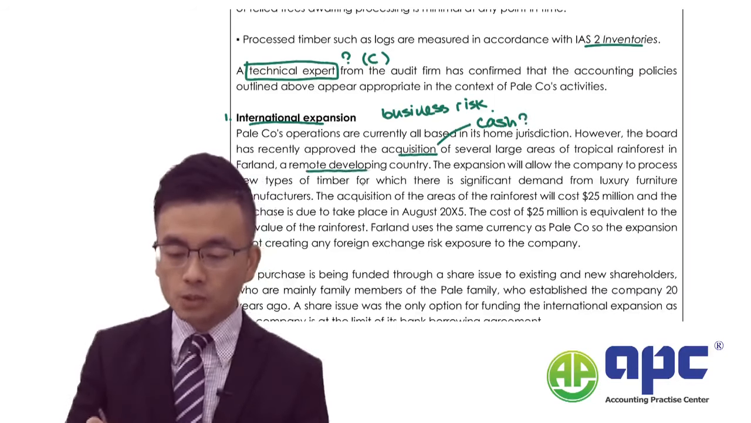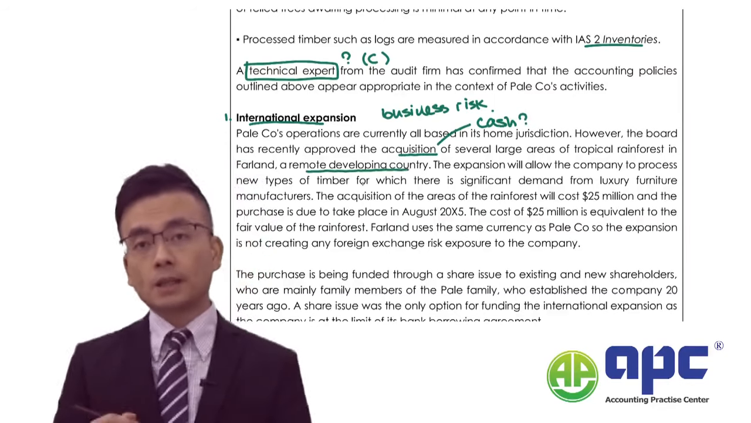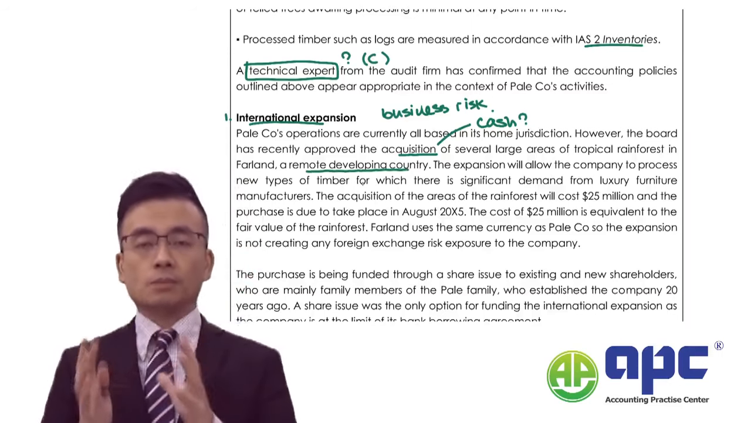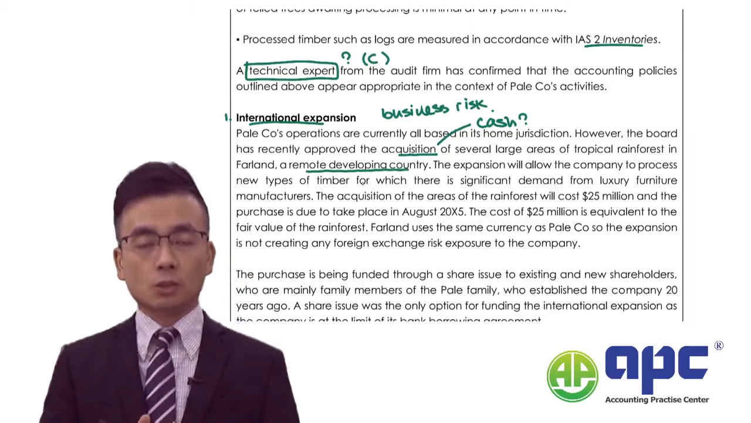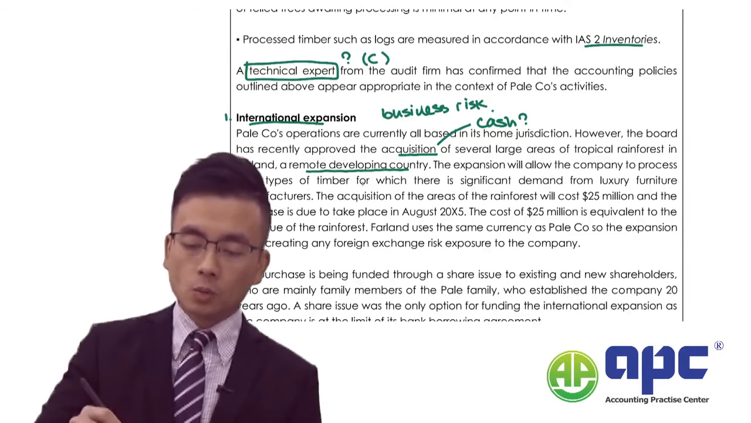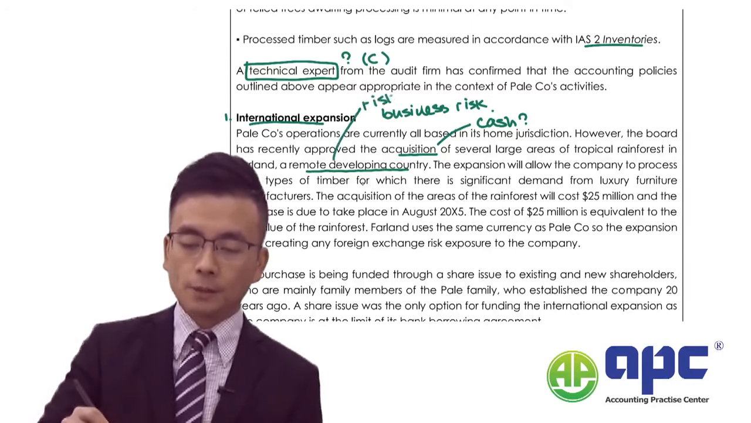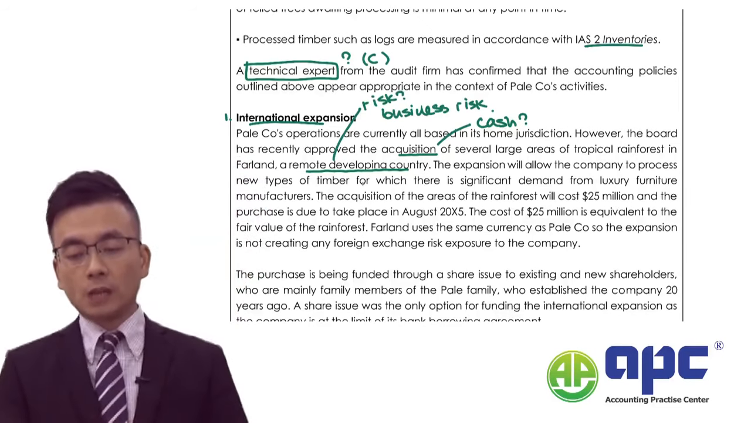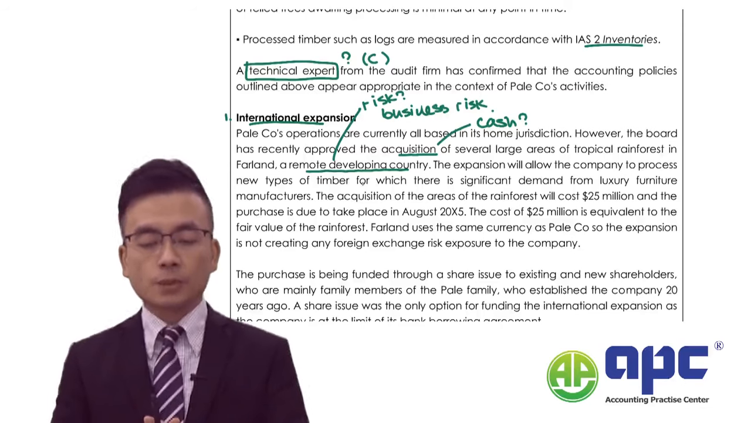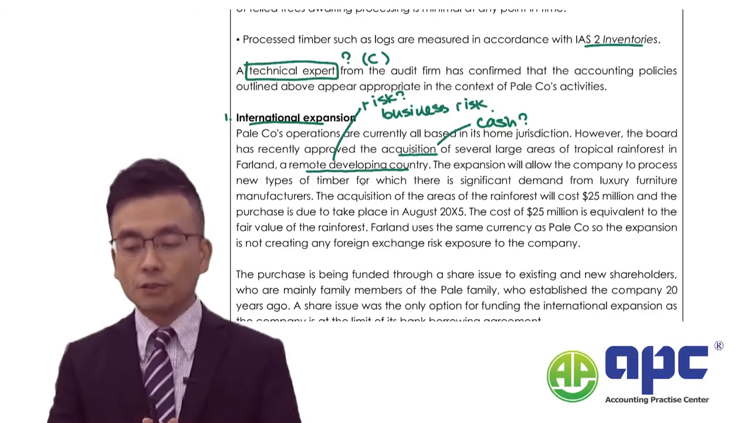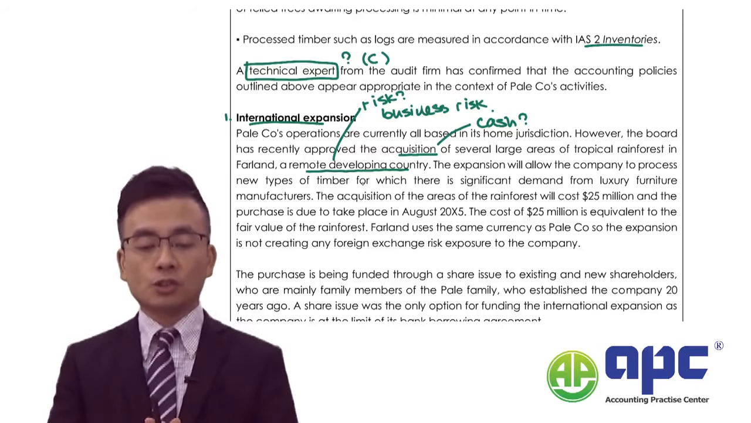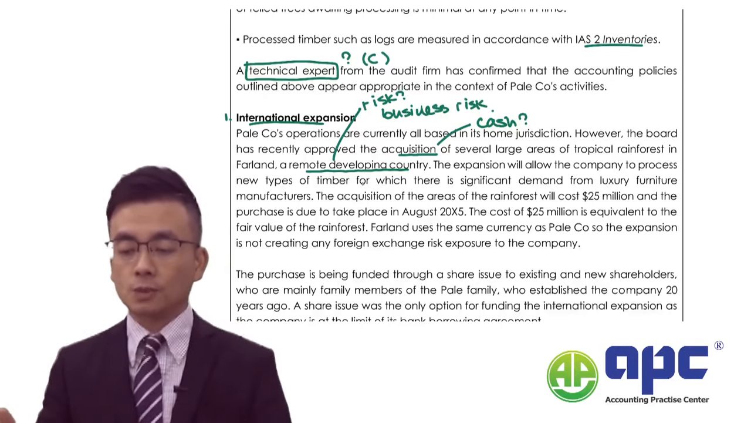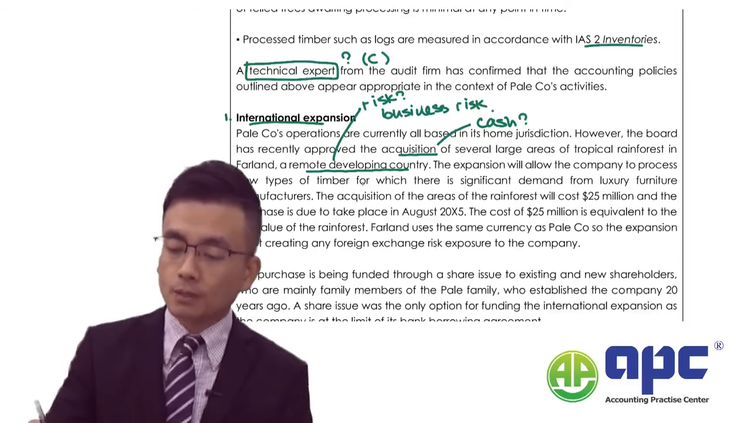It's quite a remote developing country. Developing, it seems that the systems and the laws are not particularly mature. So we need to consider the risk of failure of this particular project. The expansion will allow the company to process new types of timber for which there's significant demand from luxury furniture manufacturers. As stated, the acquisition of areas of the rainforest will cost $25 million.